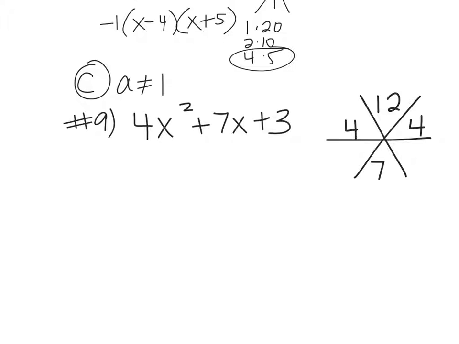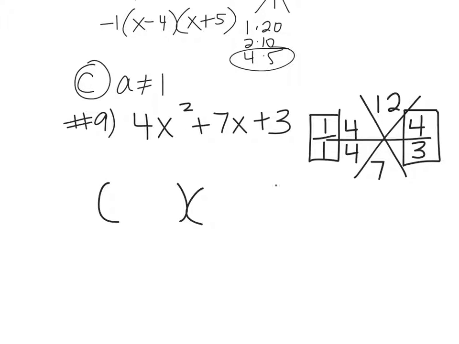Now, what times what's 12 adds up to 7? 4 and 3. Perfect. Okay, let's look at our fractions here. 4 over 4 can reduce to 1 over 1. You always want to keep it as a fraction. 4 over 4 reduces to 1 over 1, and 4 over 3 does not reduce at all. And so here we go.